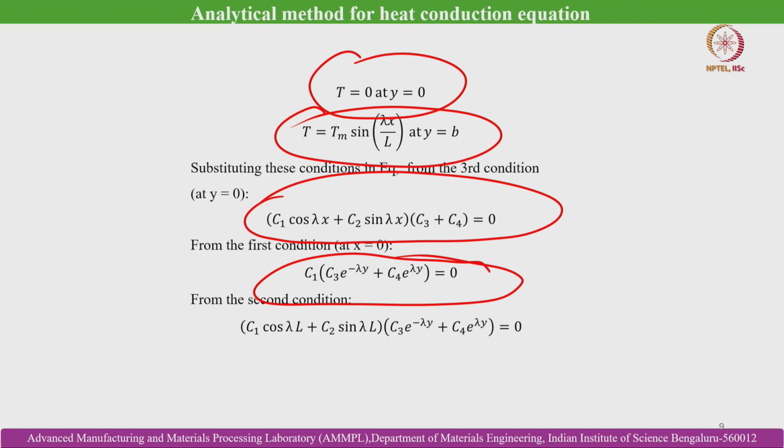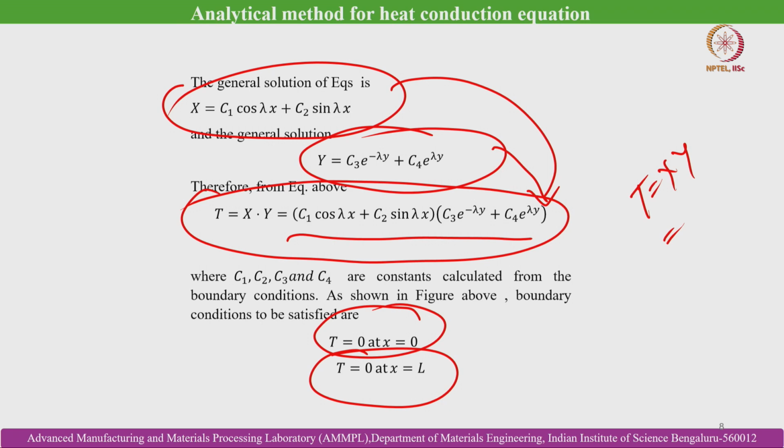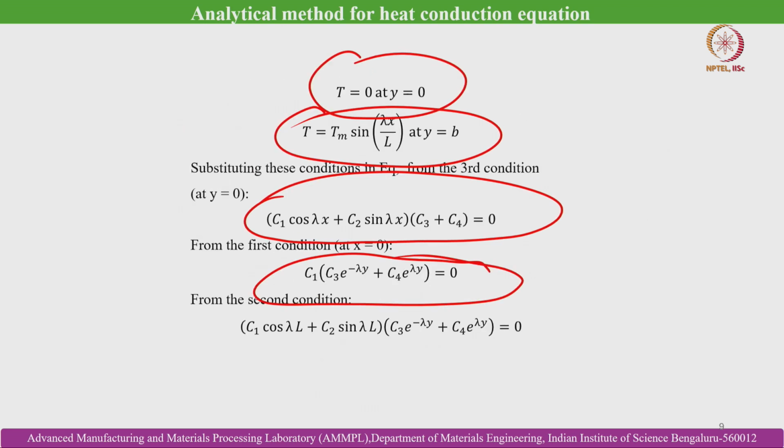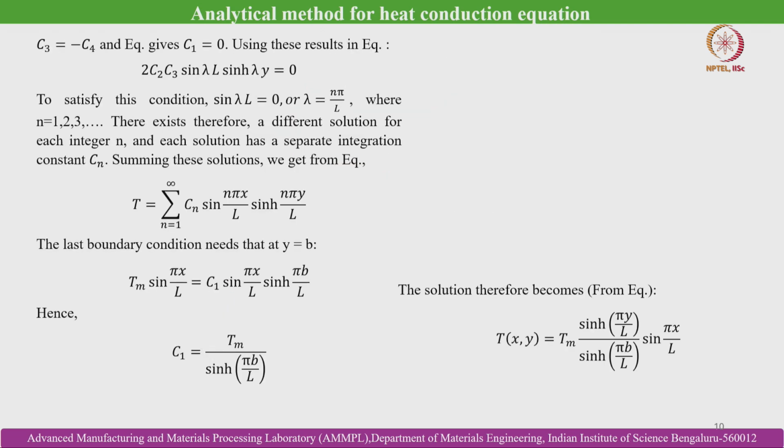And then from the second condition, what was the second condition? That is t is equal to 0 at x is equal to L. Again, if we put that in this expression, then what will it become? Then C1 cos delta L plus C2 sin delta L, multiplied by C3 e to the power minus delta y plus C4 e to the power delta y is equal to 0. So, this is what is written over here. We have already utilized the three conditions. Now, we will move ahead to use the fourth condition.